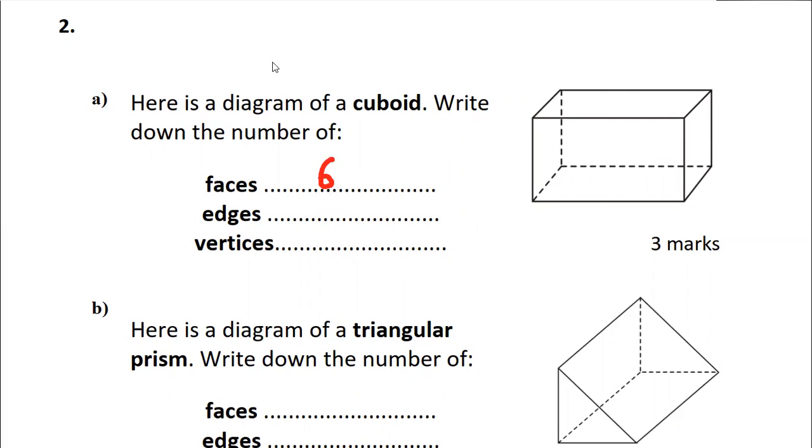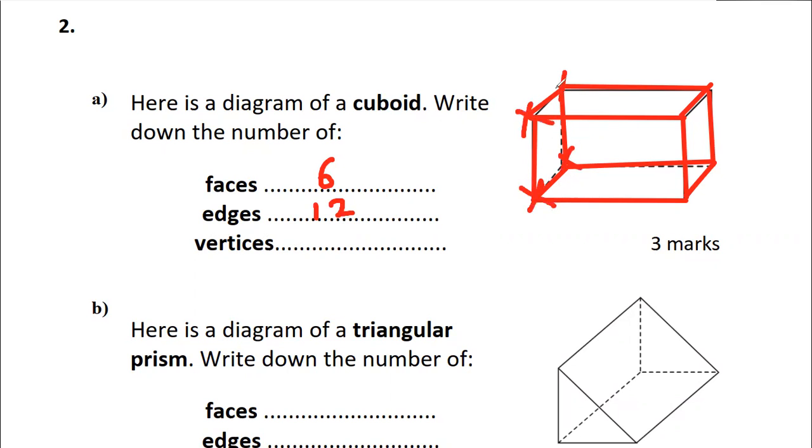Edges are the lines. If I just want to see how many lines are there, so I can see 1 there, 1, and then 2, then 3, 4, 5, 6, 7, 8, 9, 10, 11, and 12. So it has 12. That's why I would say it has 12 edges. Edges are the lines that connect its vertices. And then moving to the next one, it says vertices. How many vertices does it have? Vertices are corners. Okay, so 1, 2, 3, 4, 5, 6, 7, 8 corners. So the shape has 6 faces, 12 edges, and 8 vertices.